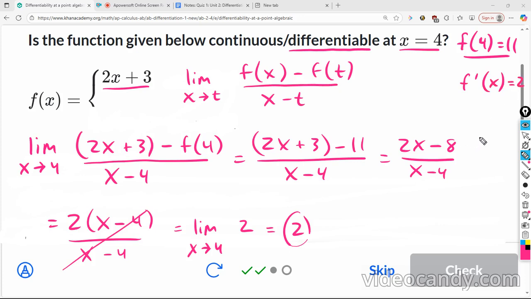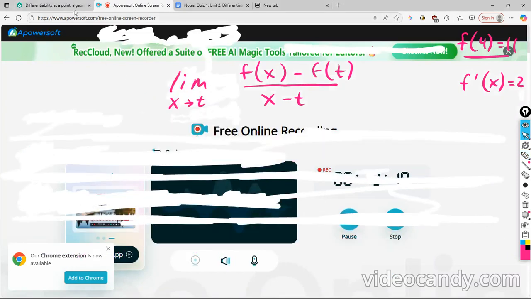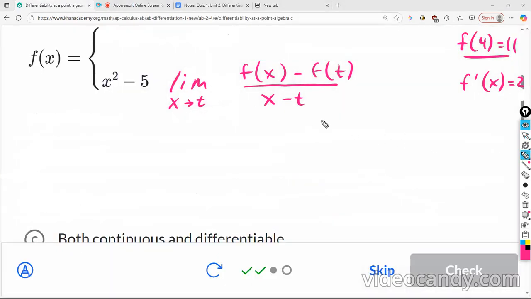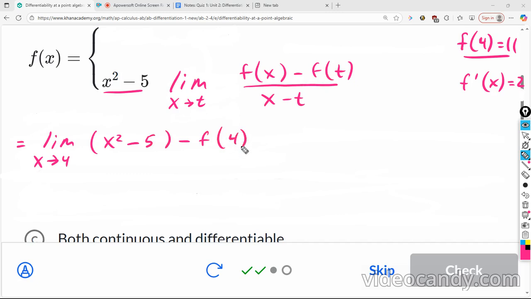All right, and let's see if we get 2 for the other one. All right, now the bottom function. Once again, limit as x approaches t. So let's see. We're going to 4, right? So it's the limit as x approaches 4. F of x is just x squared minus 5. F of t is going to be f of 4 divided by x minus 4.